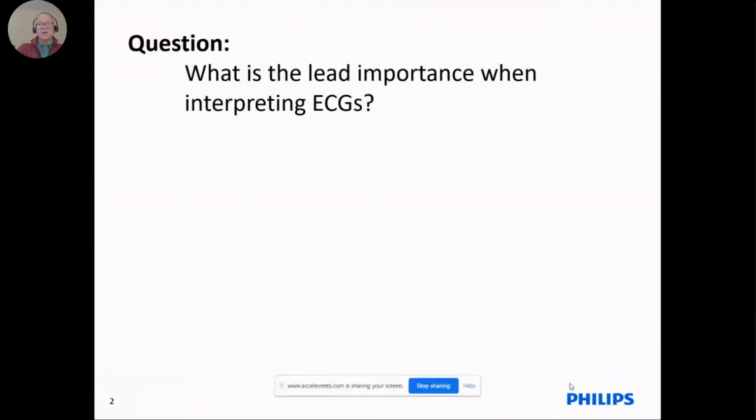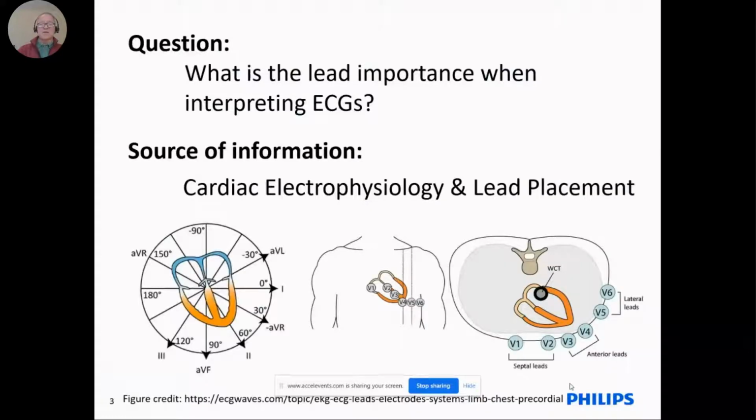And the question is, what is lead importance when interpreting ECGs? The main source of information is the cardiac electrophysiology and the lead placement. So in this slide, on the bottom left, we're showing how the heart sits in the frontal plane, and where the lead angles are in the frontal plane leads compared to the heart and atria and ventricles. And then in the middle, the heart, how it sits in the chest, and where the chest electrodes are relative to the heart from the frontal plane view.